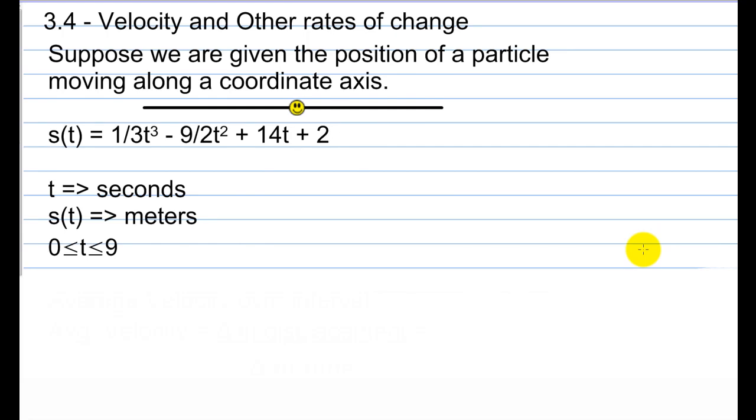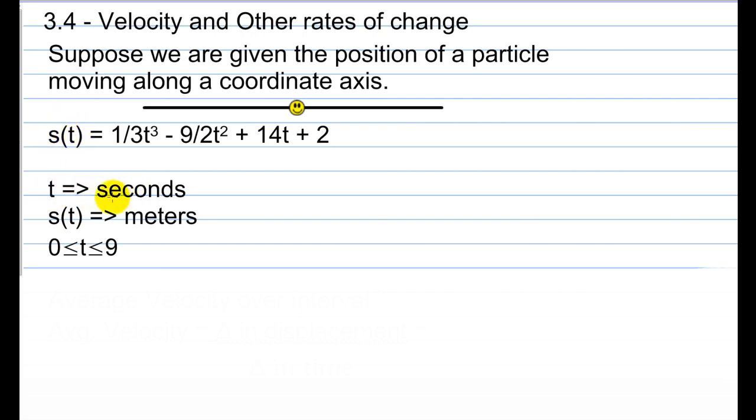This is section 3.4 on velocity and other rates of change. Suppose we are given the position of a particle moving along a coordinate axis. The position is represented by the function 1/3 t^3 - 9/2 t^2 + 14t + 2. And s of t in this book represents the position of a particle or whatever object we're talking about.